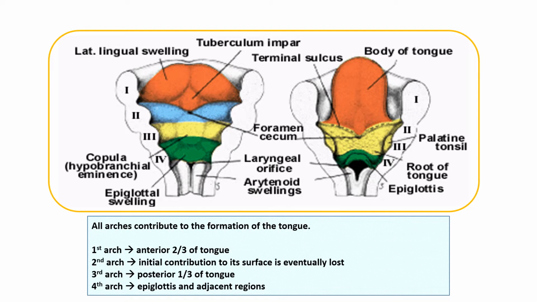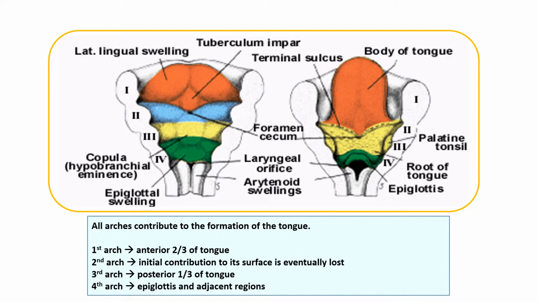When they fuse together, as you can appreciate on this image to the right, you can notice that they form almost like a wide V-shaped groove. And this wide V-shaped groove, as it's labeled up here, is the terminal sulcus. And this is the dotted line area between the anterior 2/3 of the tongue and the posterior 1/3 of the tongue. This is known as the terminal sulcus.